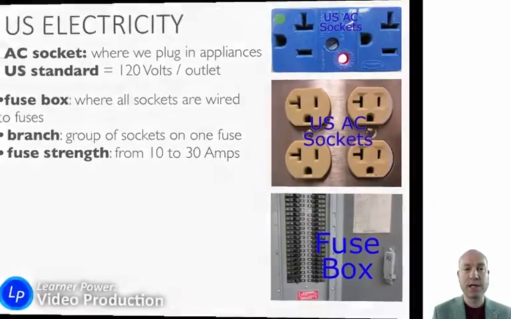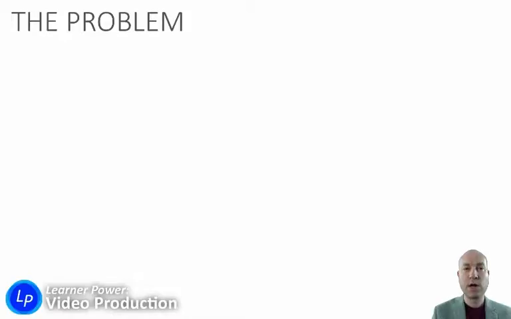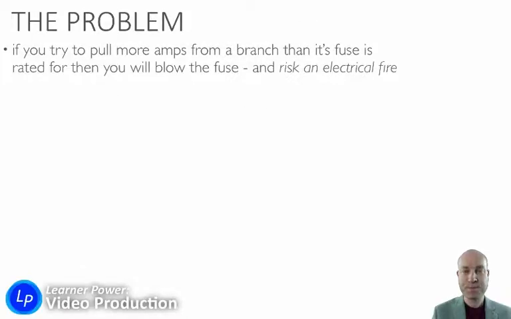I'm going to show you what all that looks like in just a minute. So let's start with the problem that we're trying to avoid. If you pull more amps from a branch than its fuse is rated for, that means you're trying to pull more electricity than that fuse is rated to be able to deliver, then you're going to blow the fuse. The danger here is you could risk an electrical fire. So this is important. This is a safety hazard that you need to be aware of when you're bringing professional video lights into any kind of scenario, especially in a home where you might have small amperage rated fuses.